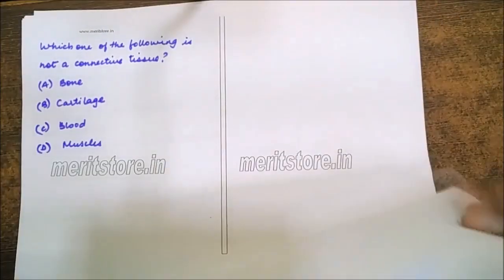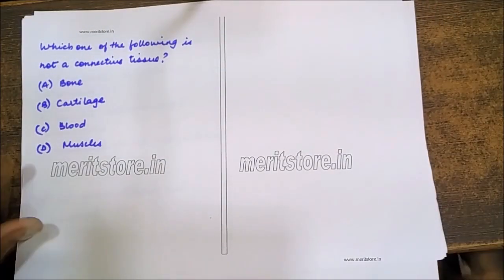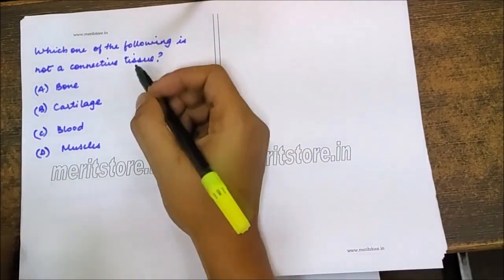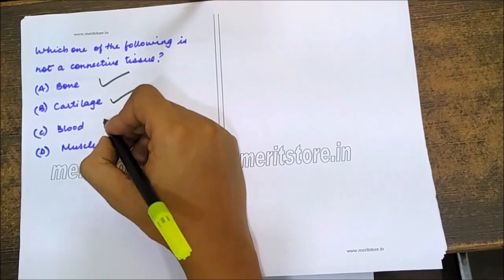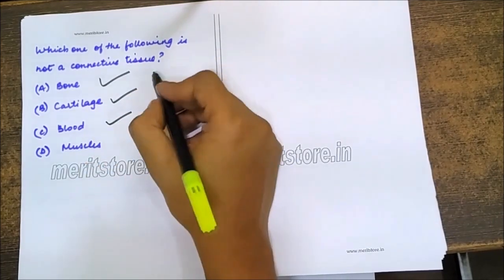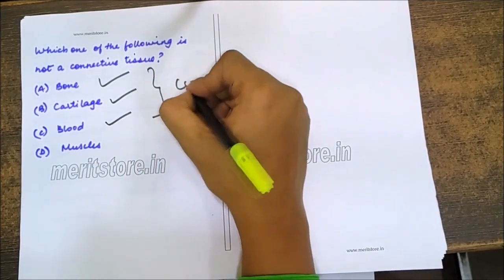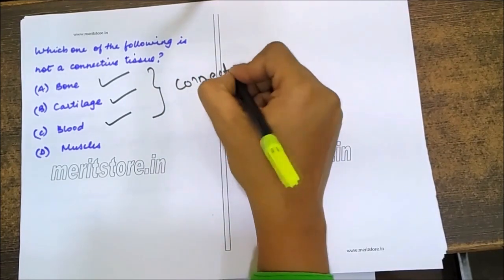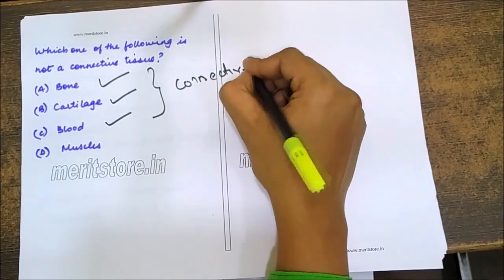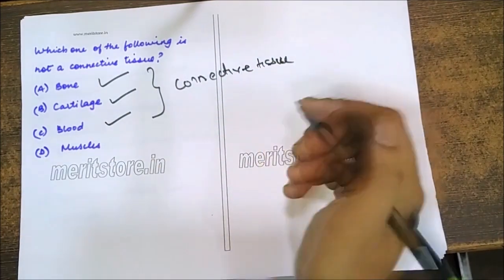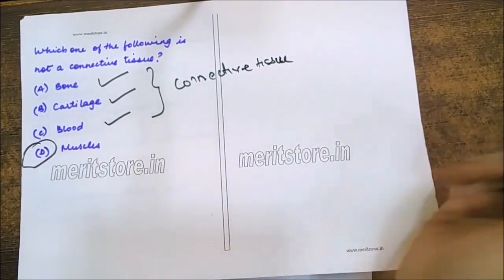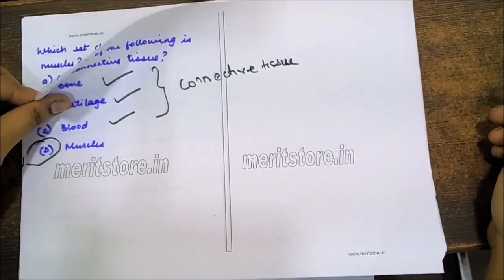Next question. Which one of the following is not a connective tissue? Okay. See, bone is a connective tissue, cartilage is a connective tissue, as well as blood. Blood is also a connective tissue. See, all these three are connective tissues. So the option that is left is muscles. Okay. So the option is muscles. Next.